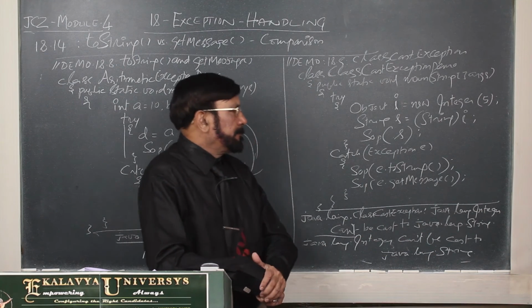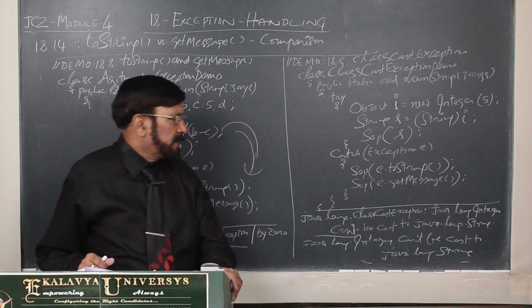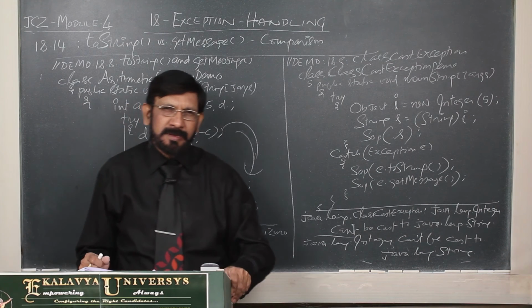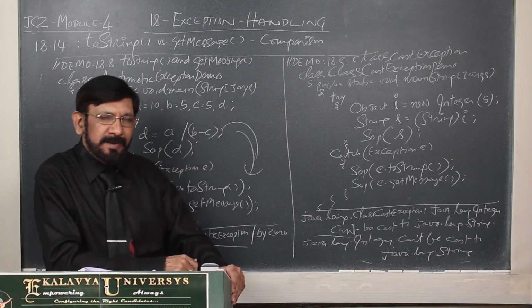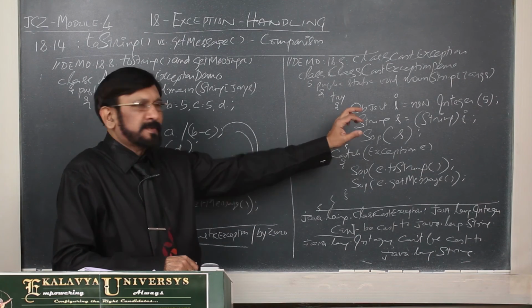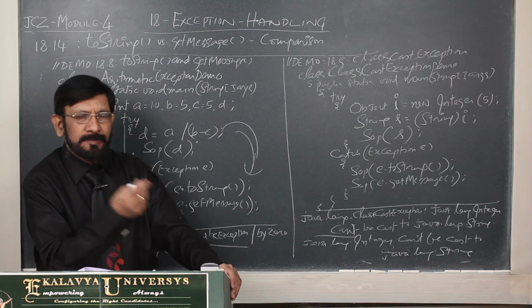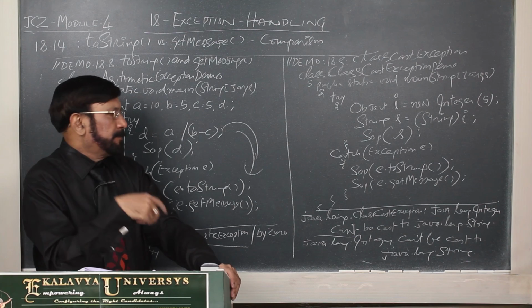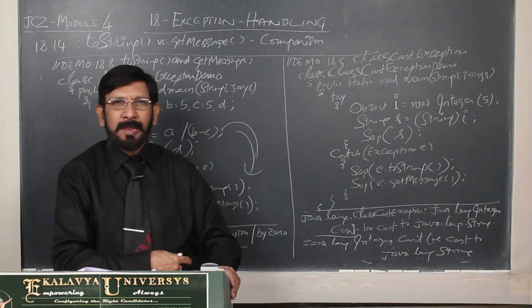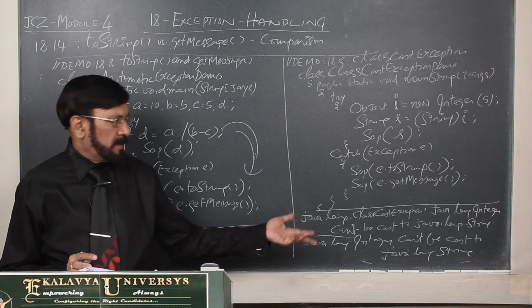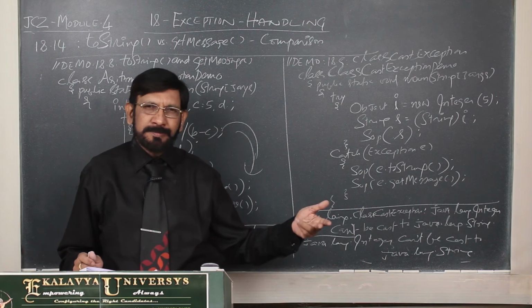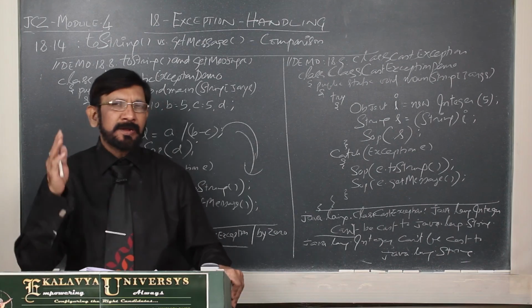In this way, we can use either toString or getMessage in catch blocks for the purpose of describing the exception object which is thrown or which is caught by the catch block. And in your programs hereafter, use either toString or getMessage or both, depending on your interest.